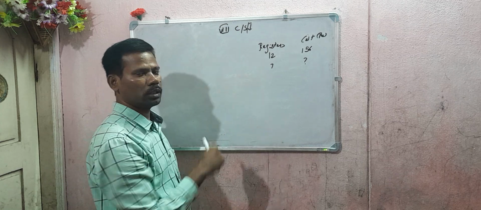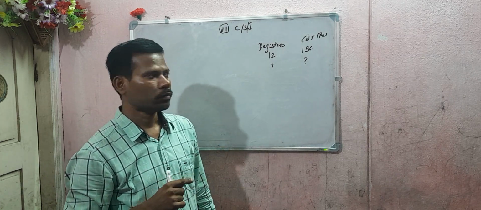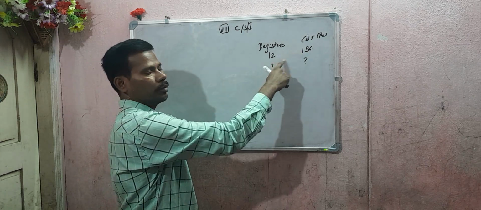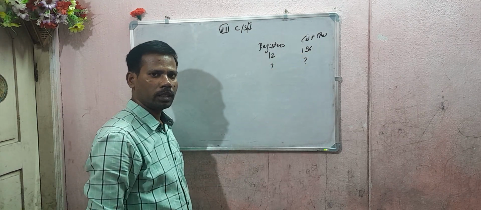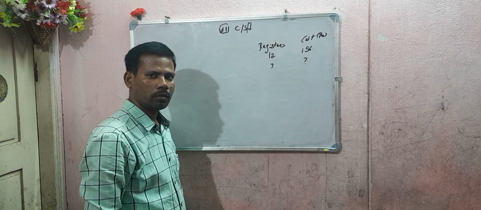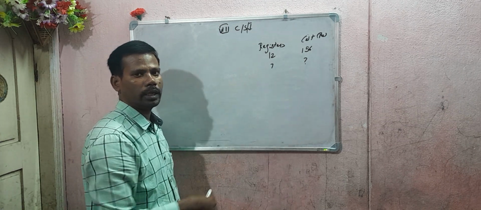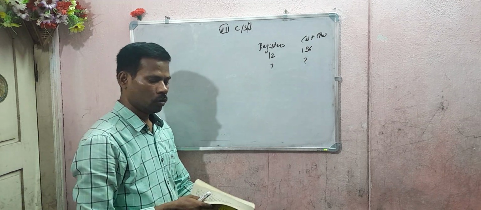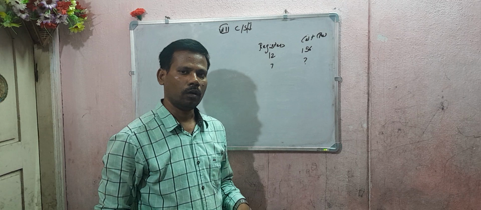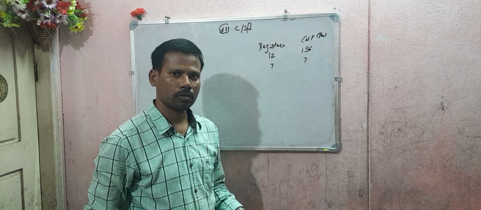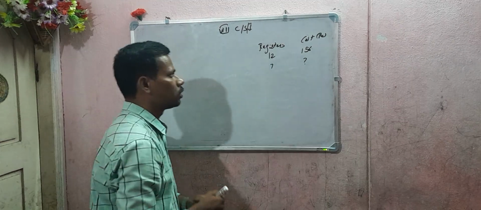Just one question: is it direct proportion or inverse proportion? 12 registers cost 156. Registers are decreasing. Will the cost increase or decrease? Yes, the cost will obviously decrease because you are purchasing fewer registers. So this is direct proportion. I will do this in a simple way, and I will explain another method also. Both are good. Let us do it.